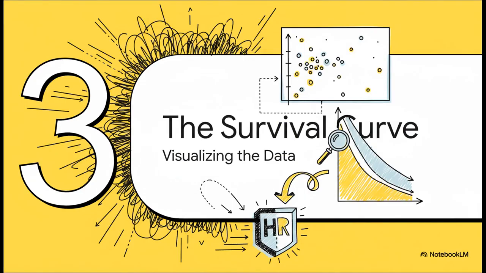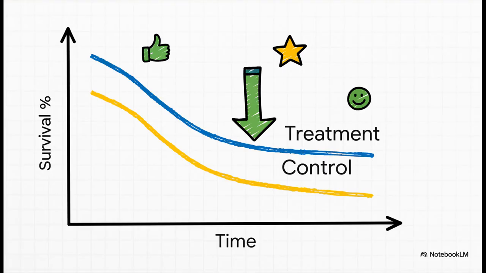Looking at a string of numbers is fine, but sometimes a picture really is worth 1,000 words. And in clinical trials, that picture is the survival curve. It's an amazing way to actually see the story that the numbers are trying to tell you. So when you look at one of these charts, the rule is incredibly simple. Higher is better. If the hazard ratio is less than 1, which is what we want, the line for the new treatment group should be above the line for the control group.